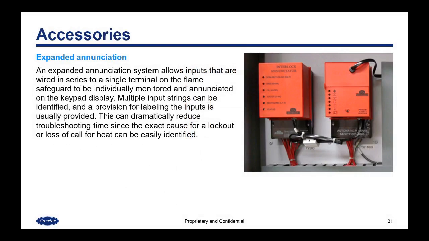An expanded enunciation system allows inputs that are wired in series to a single terminal on the flame safeguard, such as the non-recycling or recycling inputs, to be individually monitored and enunciated on the keypad display. So multiple input strings can be identified, and a provision for labeling the inputs is usually provided, either via software or by entering onto the keypad. So this can dramatically reduce troubleshooting time, since the exact cause for a lockout or loss of call for heat can be easily identified. Instead of using a meter to check for voltage, you can actually see which input is not on.